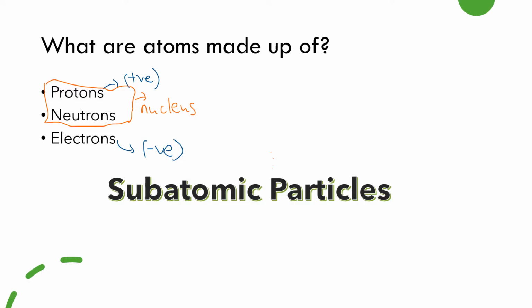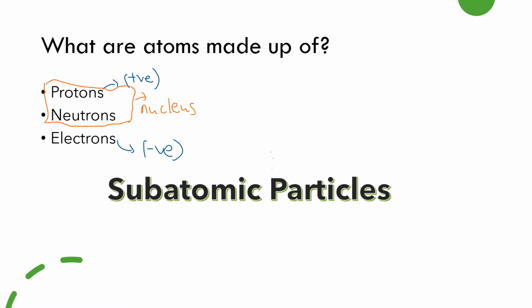So without further ado, let's dive right into our topic, talking about the subatomic particles. Atoms are made up of protons, neutrons, and electrons. Protons are positively charged, neutrons are neutral, while electrons are negatively charged.